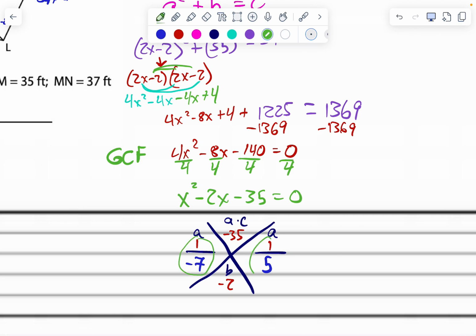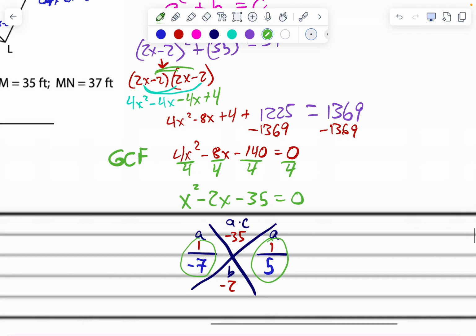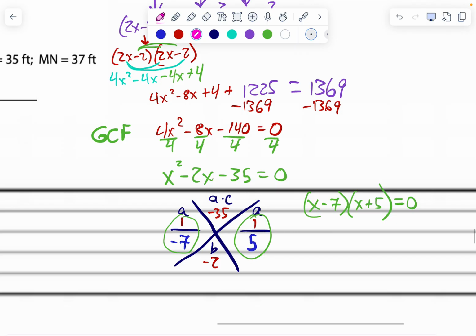Nope, so these are both already reduced. And so we're going to take those and say x minus 7 times x plus 5 equals 0. Okay, remember this is the step. One of those, or maybe both, is 0 for this whole thing to be 0. So we split this and set each one equal to 0. And we get these two results.